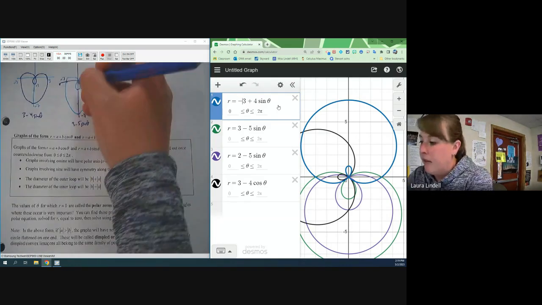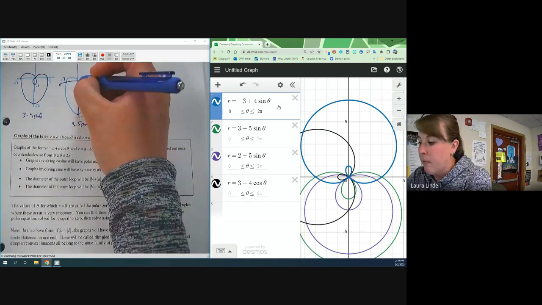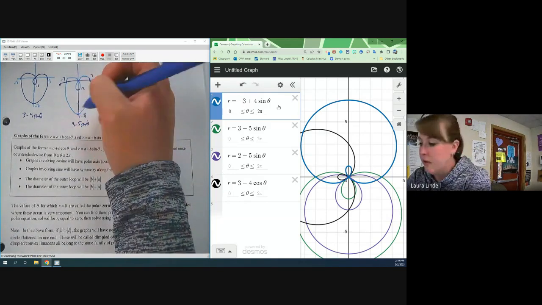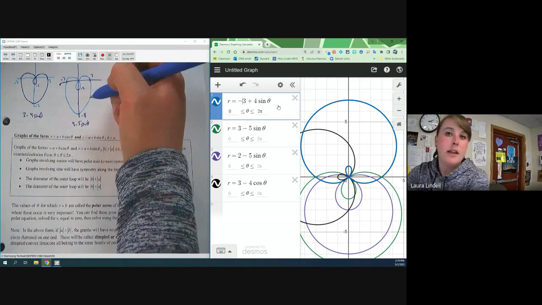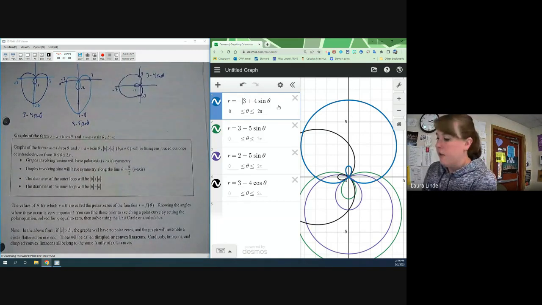And then the diameter of the inner loop, so from the pole to the bottom of the inner loop, is going to be absolute value of b minus absolute value of a. Kind of how we started noticing, right? And then, let's see, what else we got here?